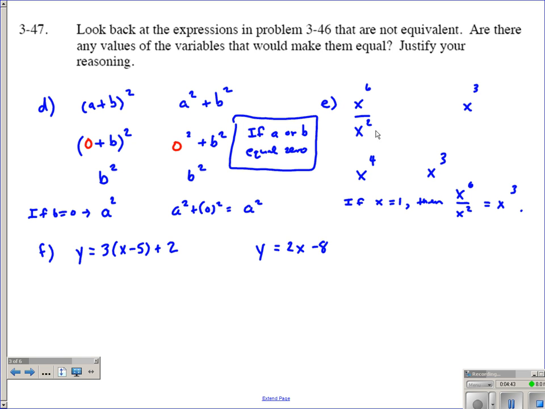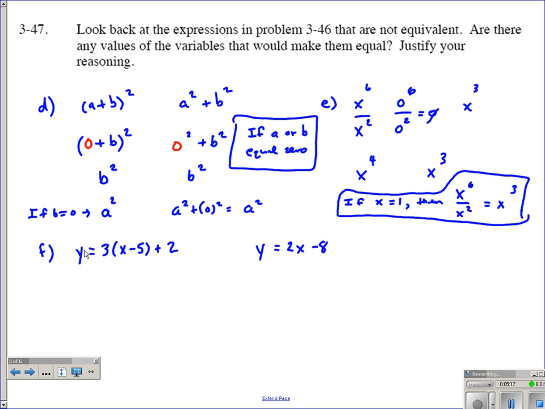If you had 0 squared, and you had 0 to the 6th, this is going to be undefined. You can't have 0 in your denominator. So the only value that will make this statement true, or make these equivalent, would be if x equals 1. So that will be our answer for 3-47 part E. So if x equals 1, we get that they are equivalent there.